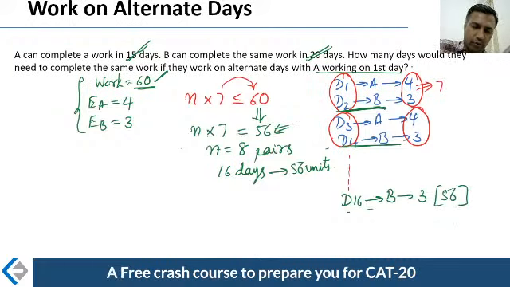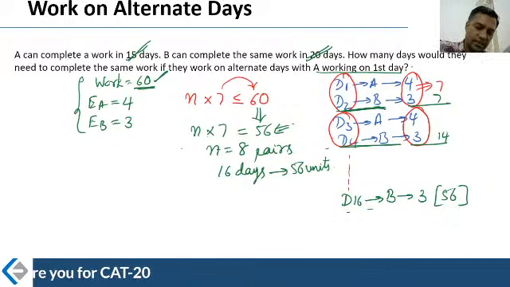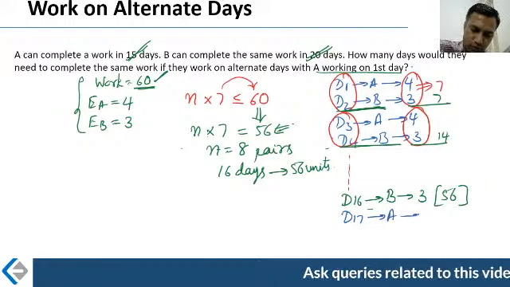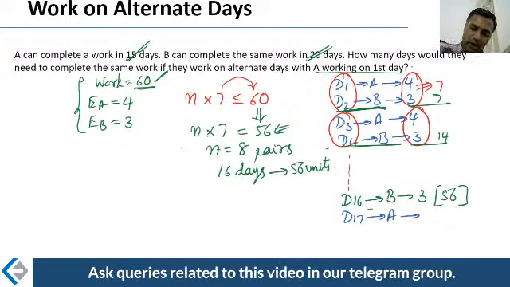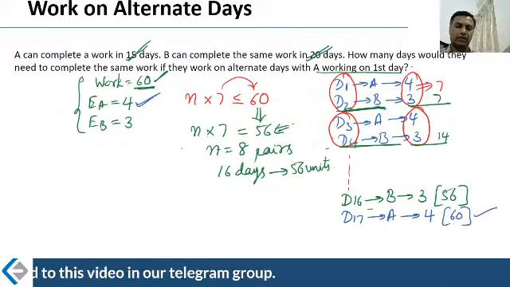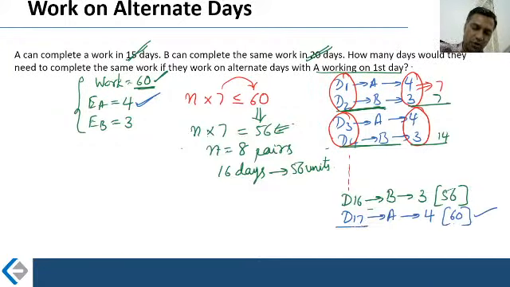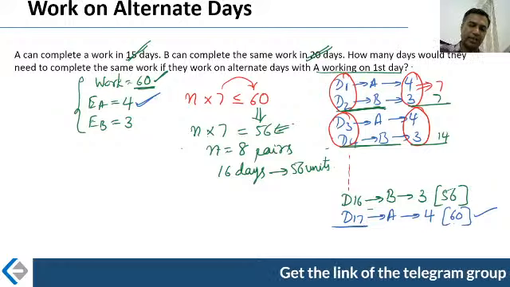Cumulative together, because the cumulative per pair is 7. What is the cumulative here? 14. 14 units are done, something like that. The cumulative work done is 56 units. Now whose turn is it? A's turn. Day 17. Who should report to work? A should report to work. What is his contribution per day? 4 units, that's his efficiency. He contributes 4 units. What is the cumulative work? 60. Is the work completed? Yes, it's done. So what is the answer to this question? 17 is the answer.